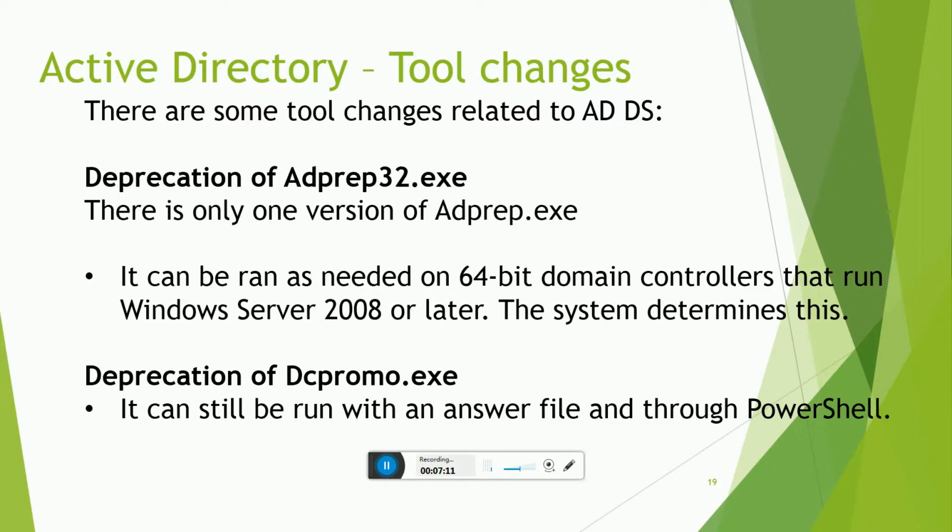Active Directory toolchain. There are some toolchain changes related to AD DS. Deprecation of ADPREP32.EXE: there is only the 64-bit version of the AD preparation executable. It can be run on a 64-bit domain controller that runs Windows Server 2008 or later. The deprecated executable can still be used with answer files and through PowerShell.